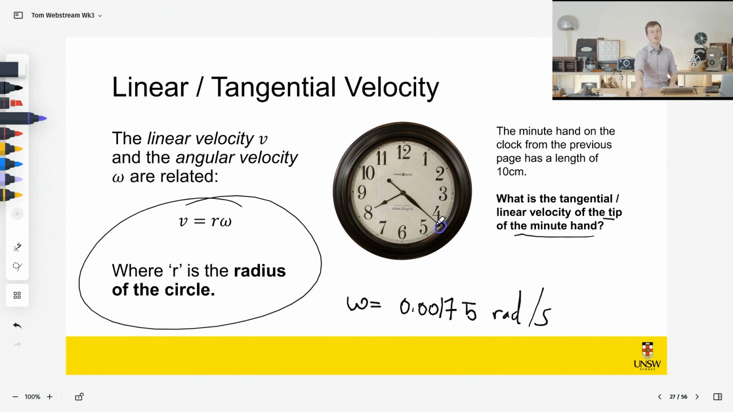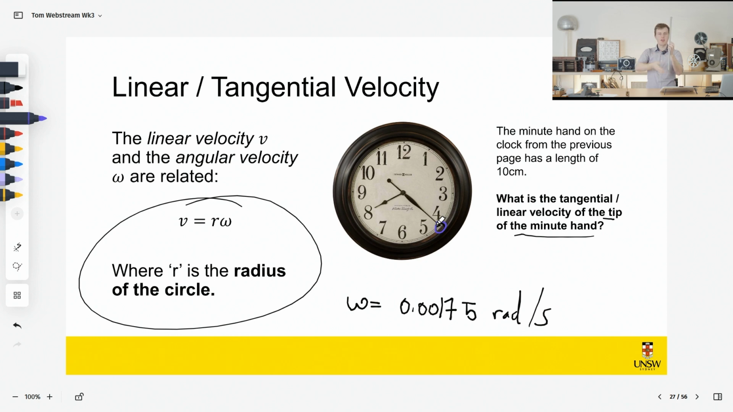One thing I want you to appreciate is that the tangential velocity of various positions on an object is not the same, right? The linear velocity, sorry, the rotational velocity of every single point on this pipe is constant, right? They all rotate the same amount of times per second, or they all take the same amount of time to do one full rotation.